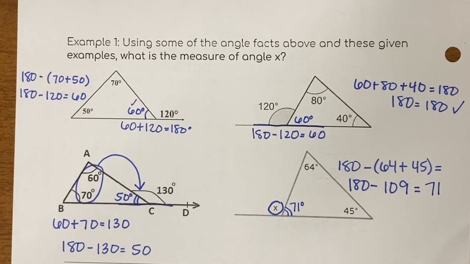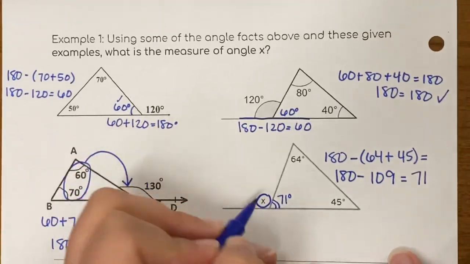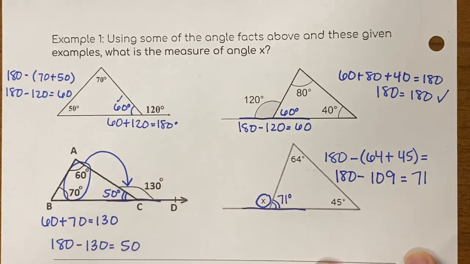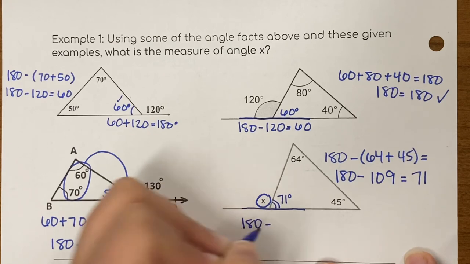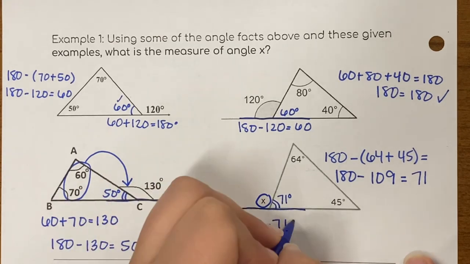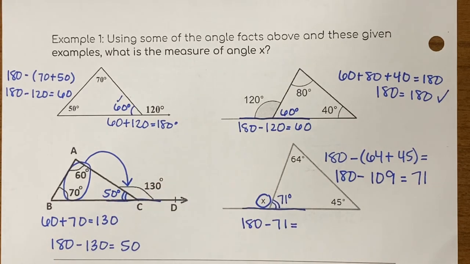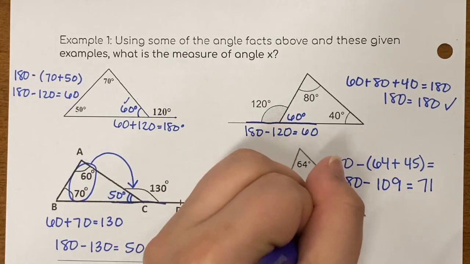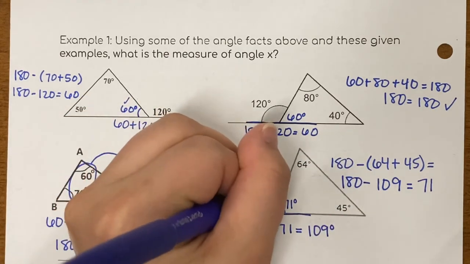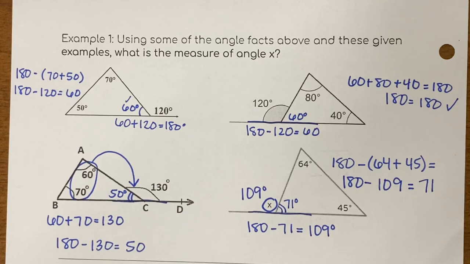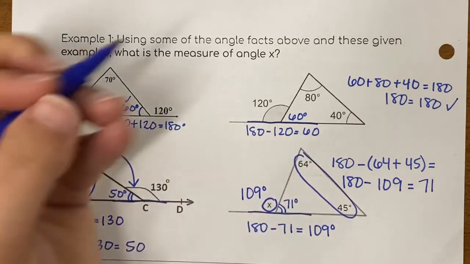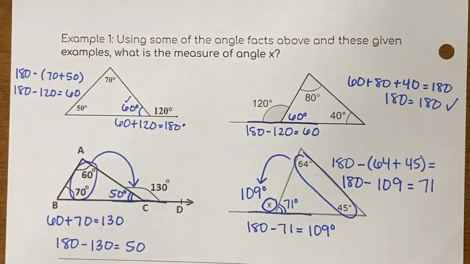So now what I'm going to do is use my knowledge of straight angles, because this interior angle and this exterior angle added together equal 180 degrees. I'm going to take 180 degrees and subtract 71, my interior angle, to find the missing angle X. So 180 minus 71 equals 109 degrees. So X equals 109 degrees. I also notice that when I add these two together here, 64 plus 45, I get 109 degrees.